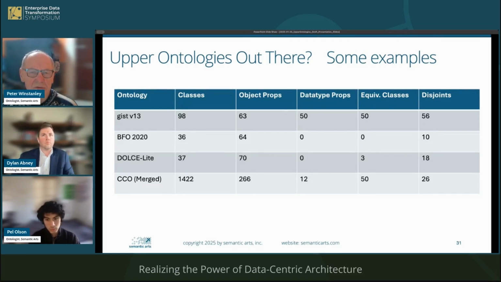Why is class count important? Well, one of the things that's relevant is the cognitive load. How long is it going to take you to become expert in this? Not only the class count, but also the object properties and the data type properties. So you begin to wonder, well, why are there upper level ontologies with no data type properties?